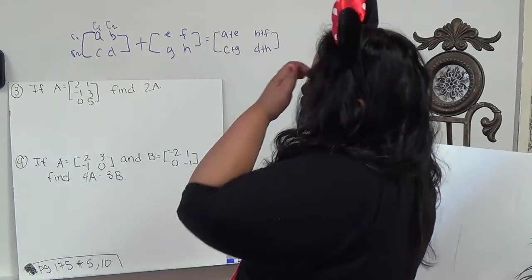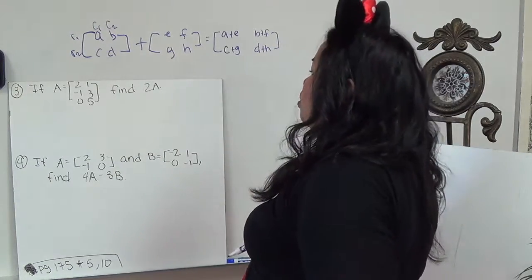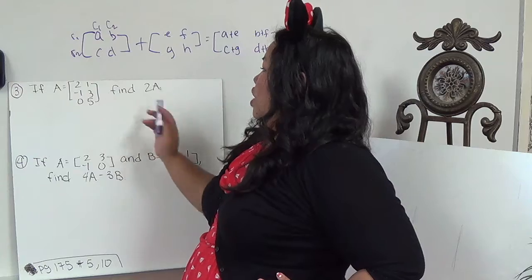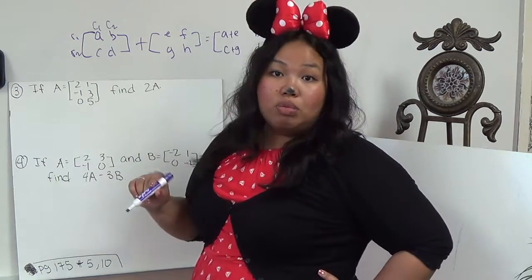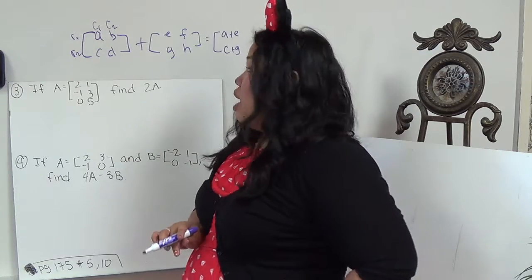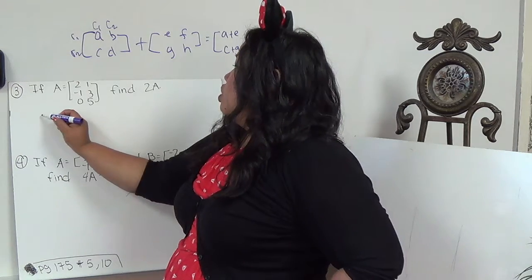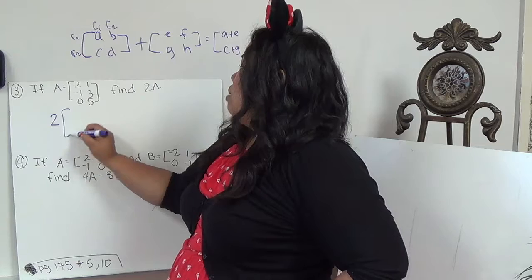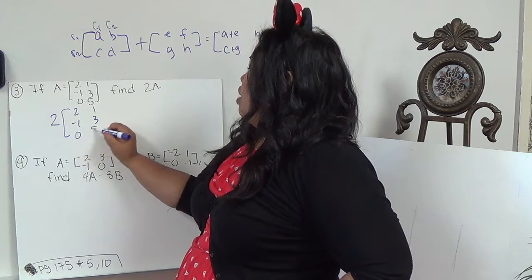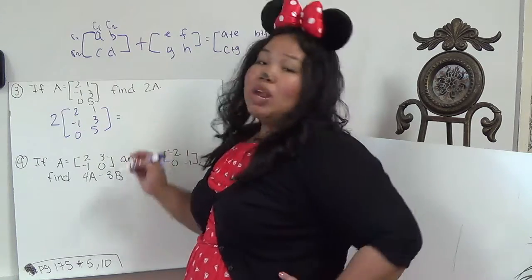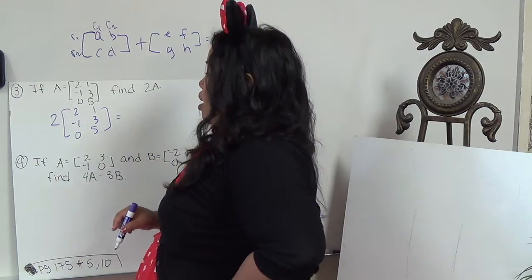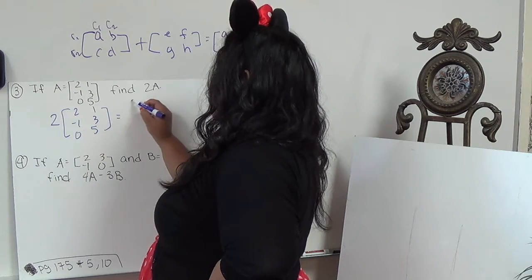So this one is if A equals this, find 2A. So this is what we call scalar multiplication. And scalar multiplication is easier than adding or subtracting. Basically, I'm just doing 2A, so I'm doing 2 times everything in here: 2, 1, negative 1, 3, 0, 5. It doesn't matter what the dimension is because I'm only multiplying the one matrix. And I'm multiplying everything by 2.